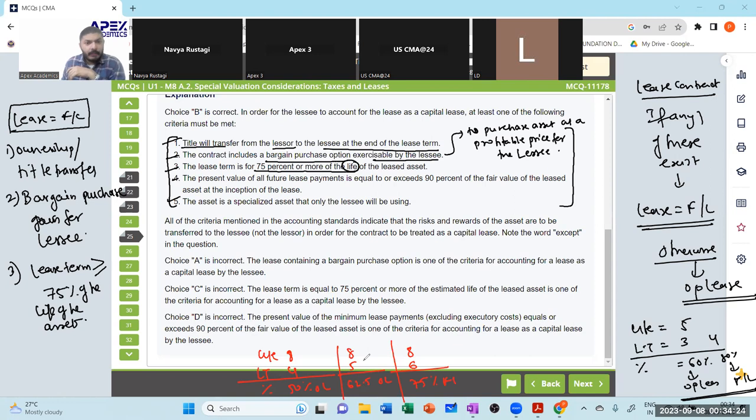Fourth category. Present value of future lease payments should exceed 90% of the fair value of the leased asset. Okay. PV of FLP is greater than or equal to 90% of fair value of asset. What is the meaning of this point? I will explain to you after I do the fifth point. It's a specialized asset that only the lessee will be using.